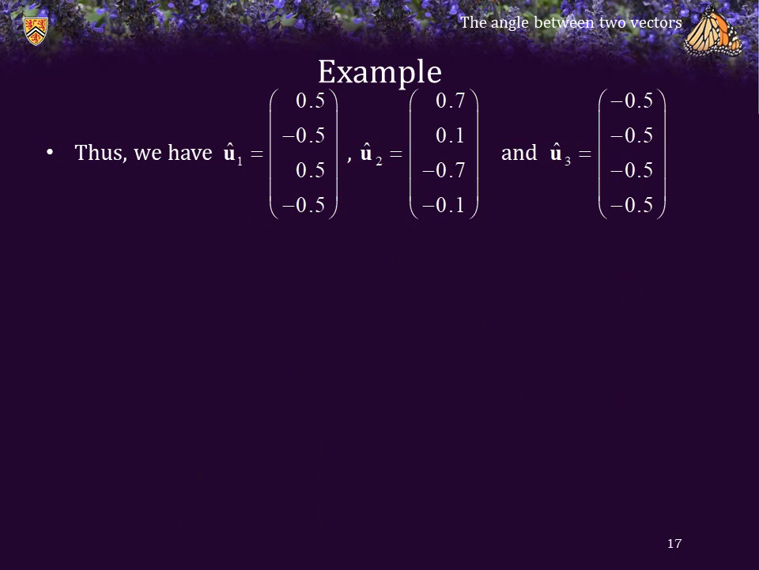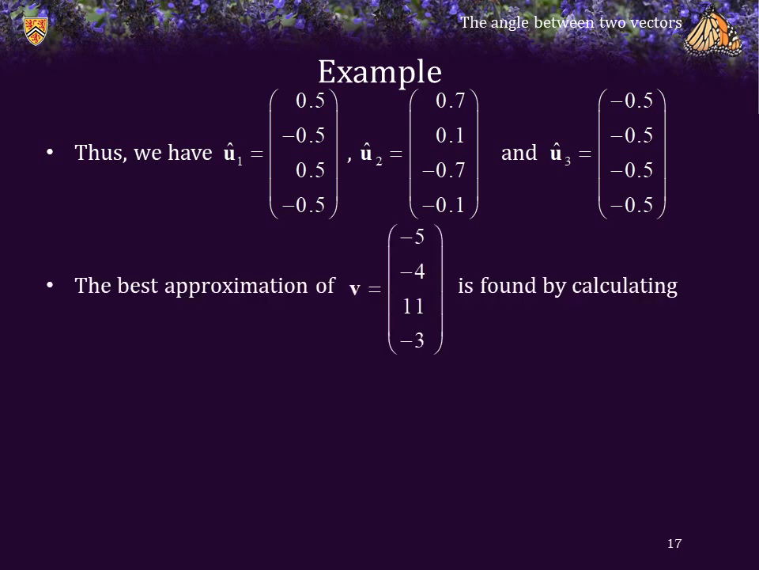Thus, we now have these 3 unit vectors that are all mutually orthogonal. If I take the inner product of any 2 of these, the result will be 0. Thus, the best approximation of this particular vector v in R3 is found by simply adding the projection of this vector onto each of these 3 unit vectors.